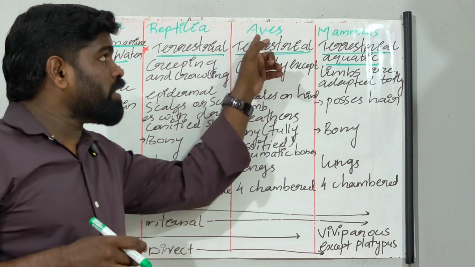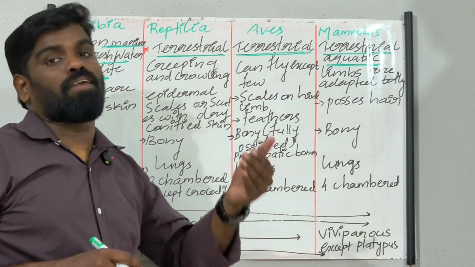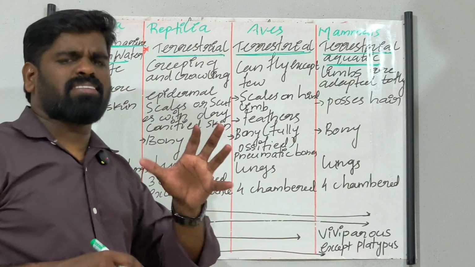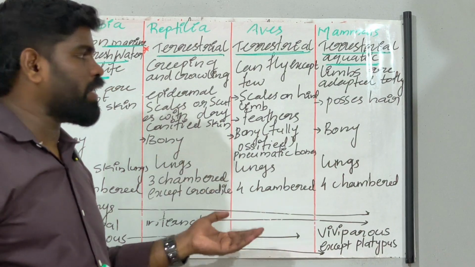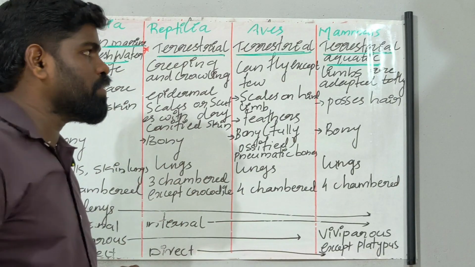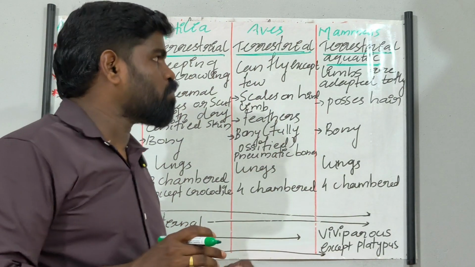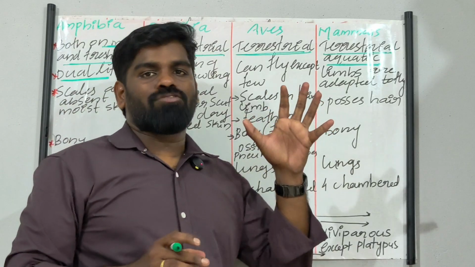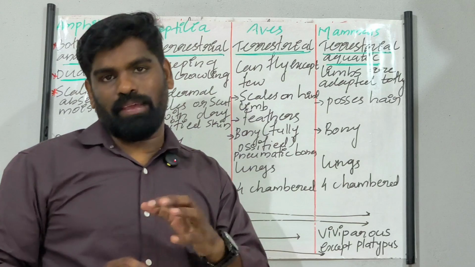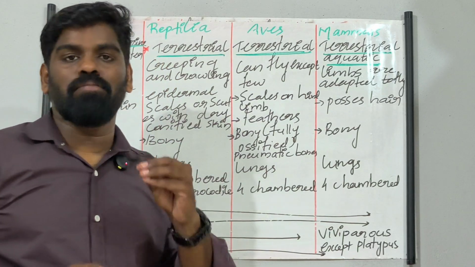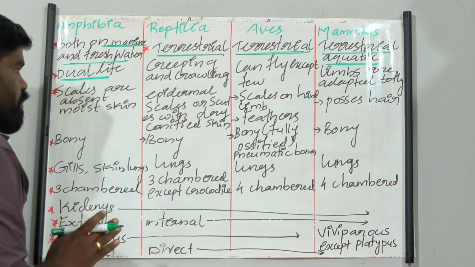Now here, in case of Aves, we know that most birds can fly. So flying birds, except a few of them, which are flightless birds. So flying and flightless birds are there. Now here, in case of mammals, in some of the mammals, the limbs are adapted to fly. That also you have to keep in your mind.